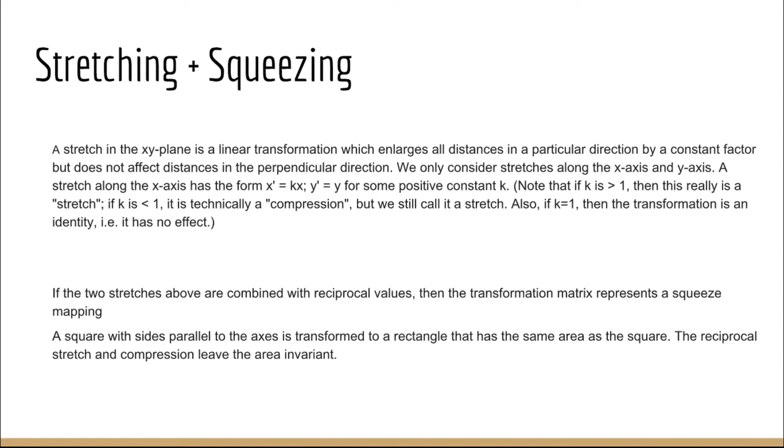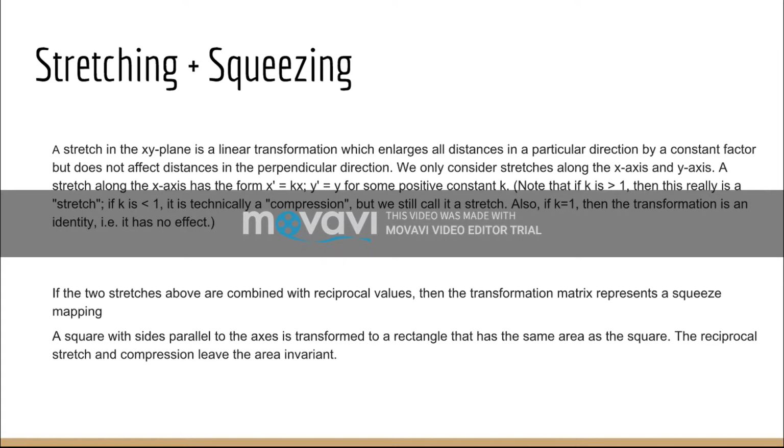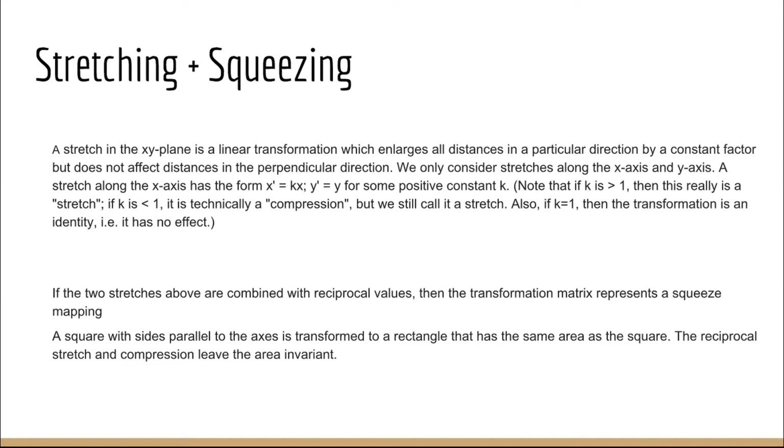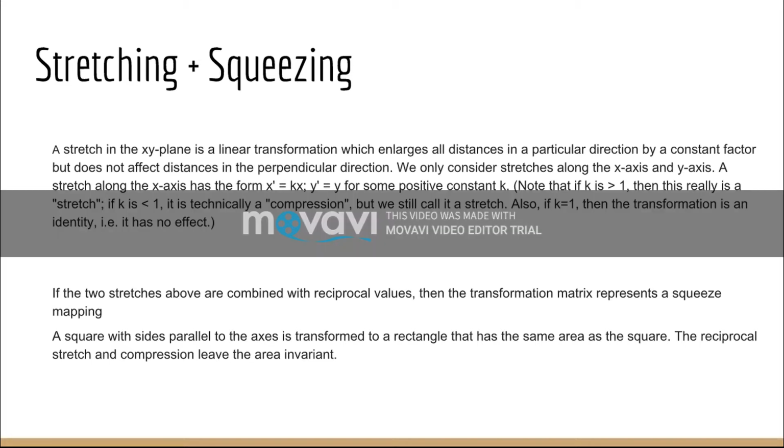We only consider stretches along the x and y axis. A stretch along the x-axis has the form x' = kx and y' = y for some positive constant k. Note that if k is greater than 1, then this is really a stretch. If k is less than 1, it is technically a compression, but we still call it a stretch. Also, if k is equal to 1, then the transformation is an identity, thus it has no effect.